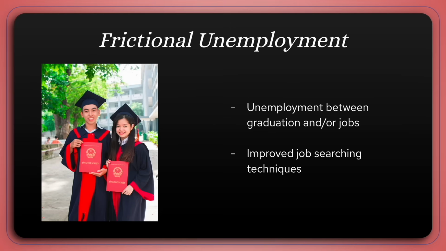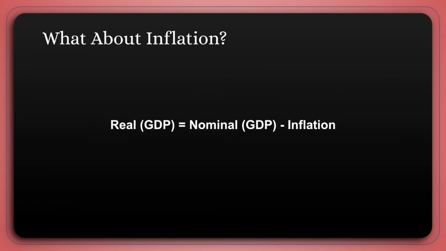It's important to note that frictional unemployment is generally considered to be a healthy aspect of a dynamic job market, as it reflects the individual's ability to move and their flexibility in pursuing opportunities that best fit their skill sets and aspirations. So, inflation. When we're calculating GDP, as we learned earlier, the value of money changes over time.